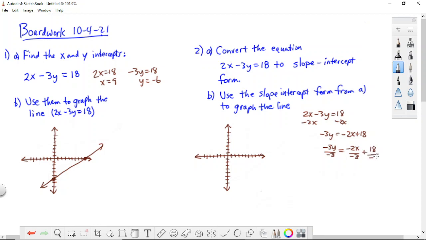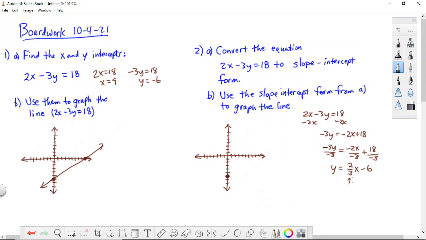And what do we get? When we simplify this, we have just y equals negative 2 over negative 3 is 2/3. That's 2/3 x, and 18 over negative 3 is negative 6. So we'll use that to graph this. The y-intercept we see is negative 6. So that's right here, right? So we go to 1, 2, 3, 4, 5, 6. There it is. And the slope is 2/3, right?